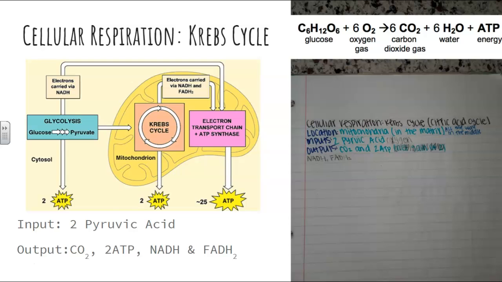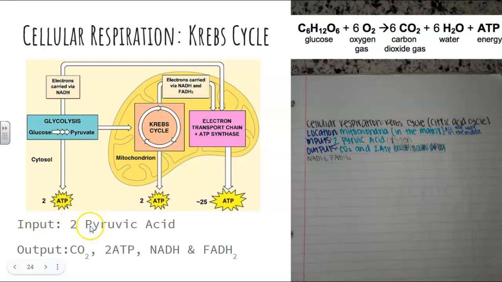So where are we at with all of this? So remember, the glucose made pyruvic acid in the cytoplasm during glycolysis, and we made an NADH that's going to go over to the electron transport chain, and we made 2 ATP. Then this pyruvic acid came into the mitochondria and went through the Krebs cycle. In the Krebs cycle, we made NADH and FADH2s, the electron carriers that are also going to go into the electron transport chain, and we made 2 more ATP.